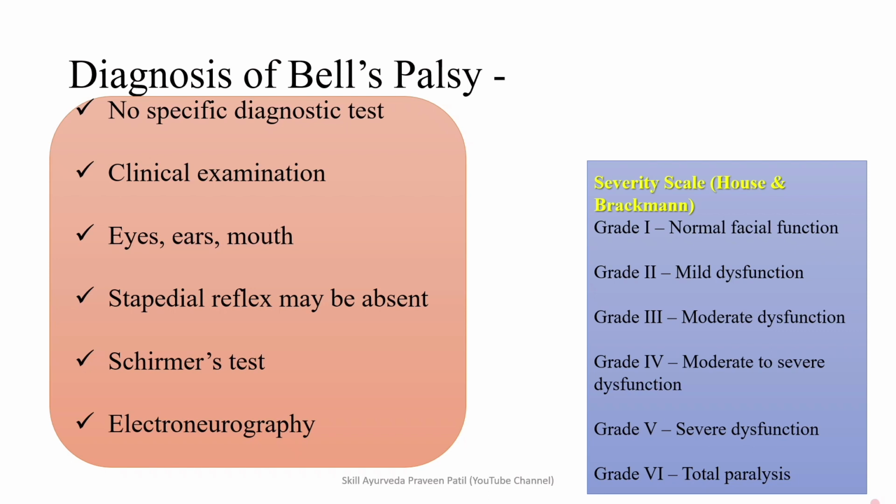Bell's palsy is classified as grade 1, grade 2, grade 3, 4, 5, and 6 based on the severity. Grade 1 is said to be normal facial function, and mild dysfunction comes under grade 2, moderate dysfunction grade 3, and moderate to severe dysfunction comes under grade 4, severe dysfunction comes under grade 5, and total paralysis of the affected side comes under grade 6.